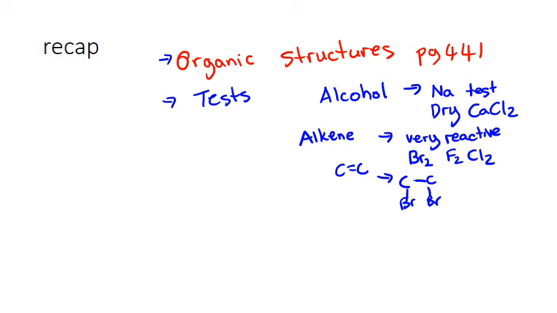What else do we have? We have alkanoic acids. Okay, very simple. Test for that is carbonate, bicarb soda, anything like that. Gives off a gas, it's an alkanoic acid. Gives off carbon dioxide gas.